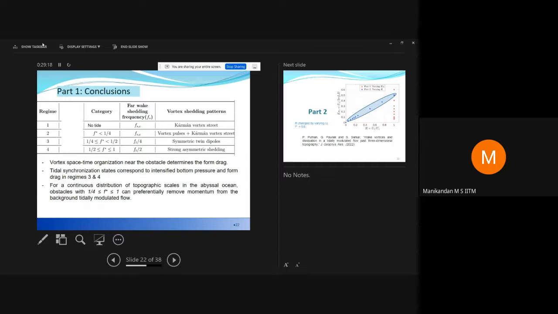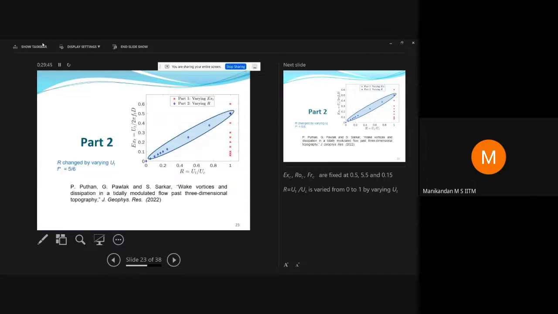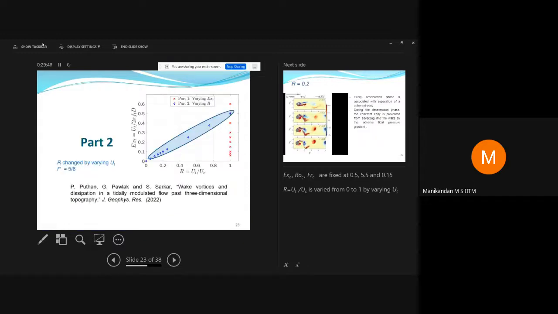But then when your F star is between 1/4 and 1/2, it locks on to this Ft over 4 and then Ft over 2. And this is the regime in which you get these symmetric dipoles. I showed you a picture where you had these tidal dipoles coming up, so you see these tidal dipoles during that particular regime.